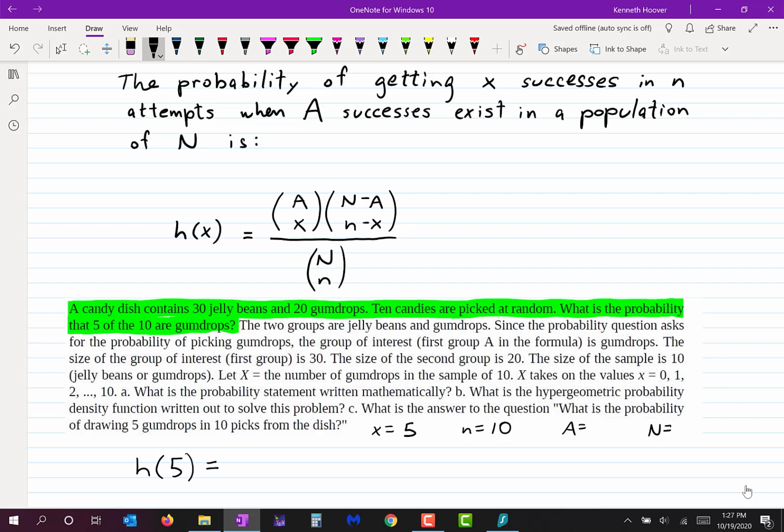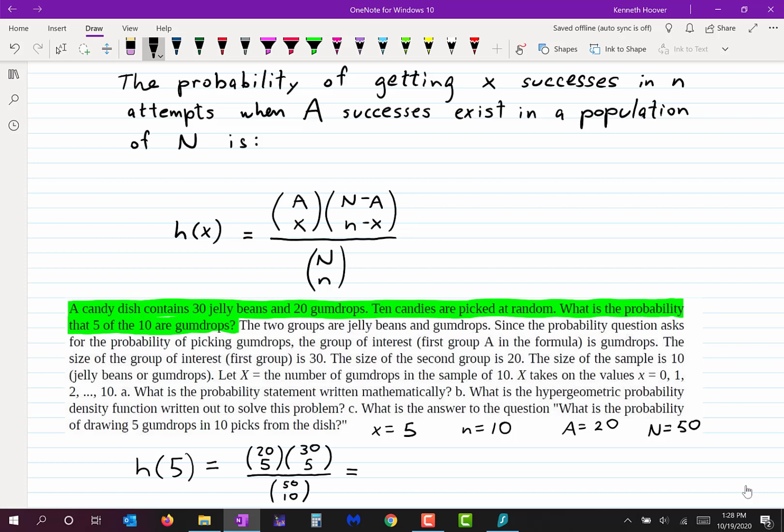A is the number of successes that exist in the population. How many gumdrops are in the dish? 20 of them. And N is the number of the population. Well, how many candies are in the dish? 50 of them. So to answer this question, we should do 20, choose 5, times 50 minus 20, which is 30, choose 10 minus 5, which is 5, divided by 50, which is the total number of candies, choose 10, which is how many we're picking. And that's going to give us the answer. And you can use a calculator to do the calculations.